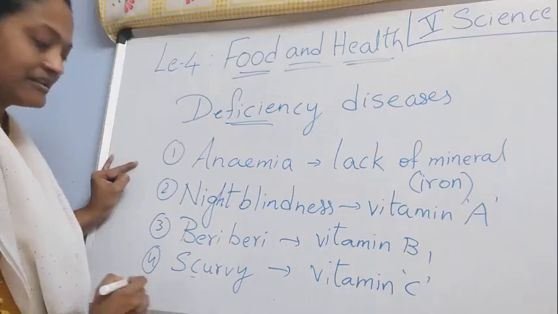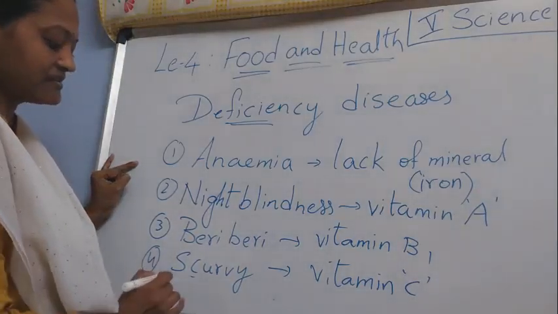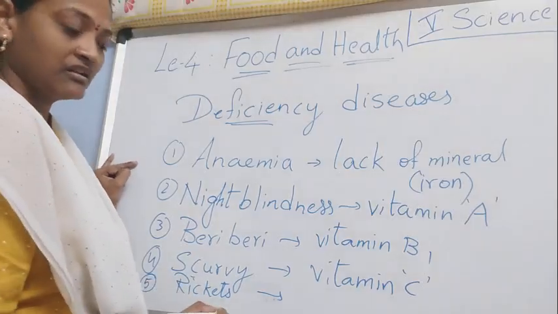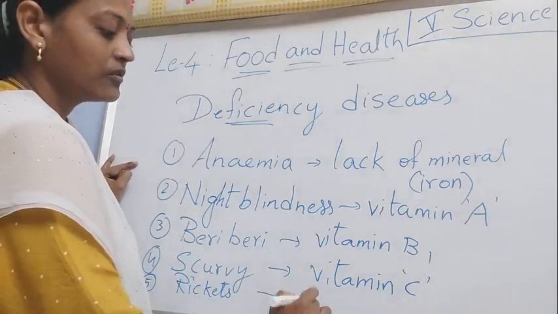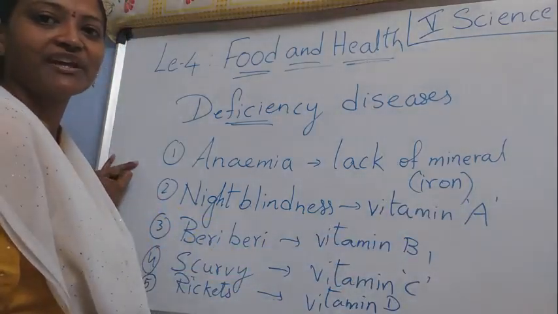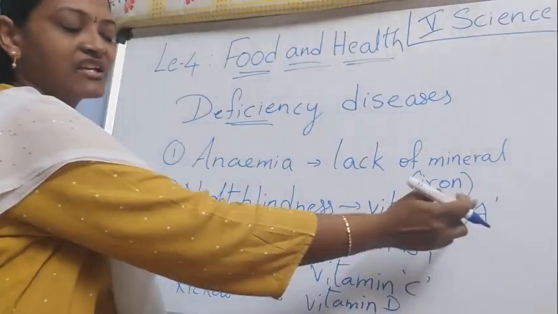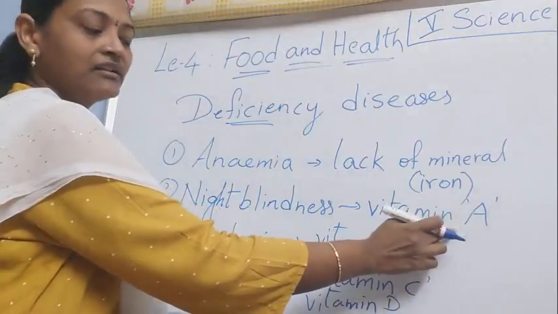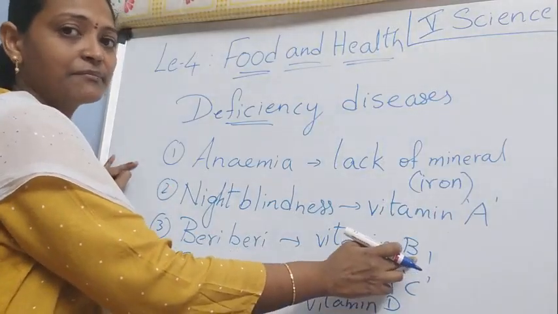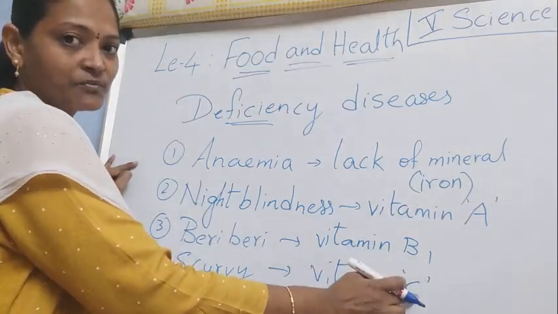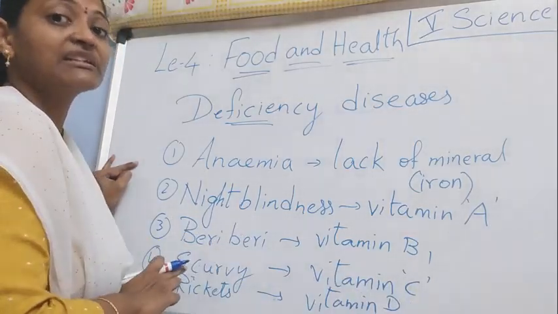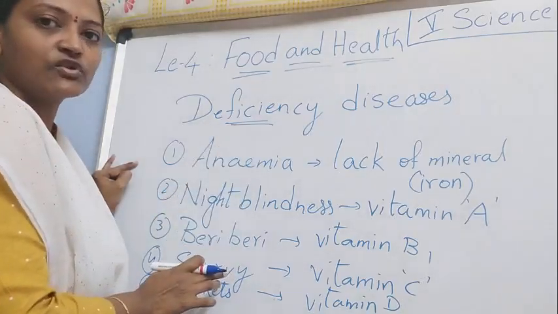Okay, right? The fifth type is rickets. Rickets is also another type of disease. This disease is mainly caused due to lack of vitamin D. Remember A, B, C, D. If the person is taking food in which vitamin A is not there, then that person will get night blindness. If vitamin B is not taken properly, then the person will get beriberi. If vitamin C is not taken properly, then the person will get scurvy. And if vitamin D is not taken properly, that person will get rickets. Understood? These are all diseases.